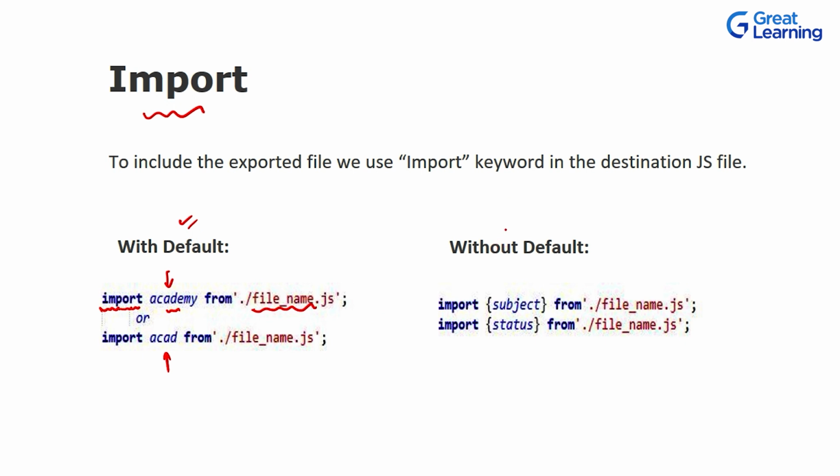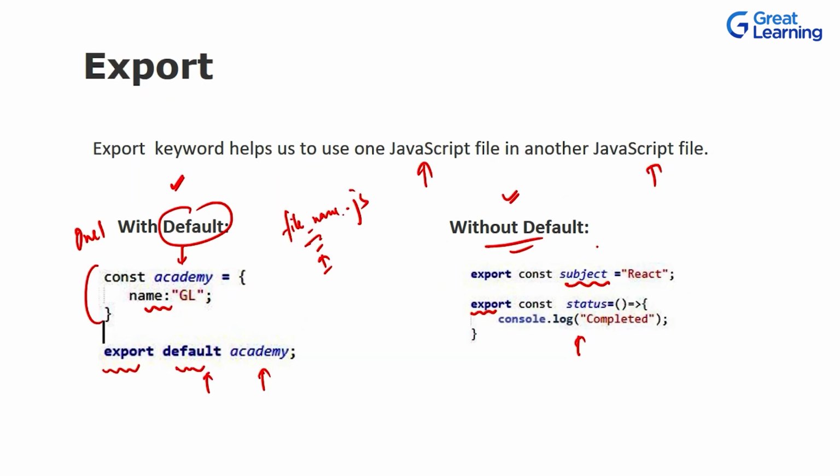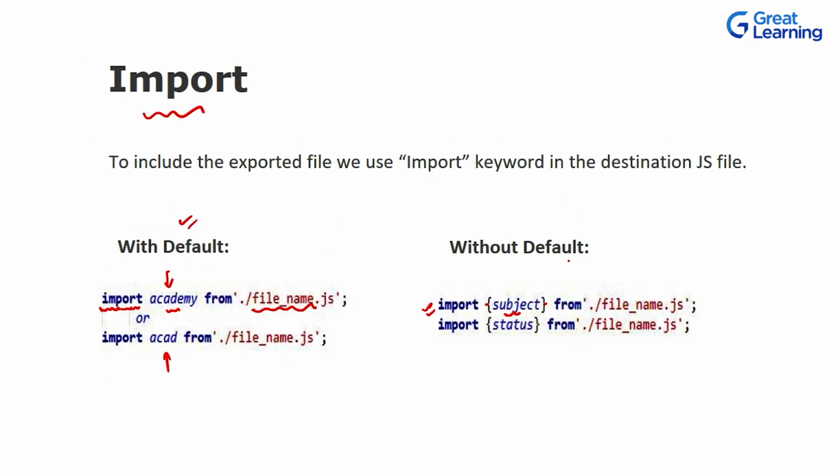When we didn't use any default keyword, at that time you have to be explicit. That means you have to use the same name along with these curly brackets. So import with curly brackets, that is your subject. Obviously, this has to be the same subject over here, and this has to be the same status over here. So status from this file and subject from this file. So this is without the default keyword.